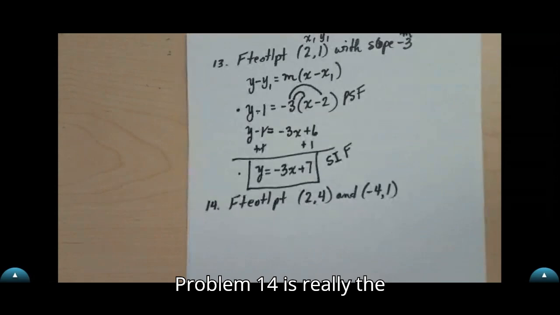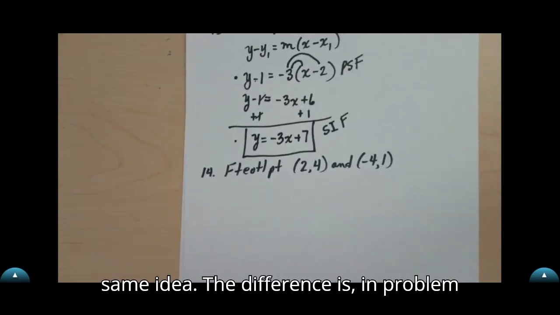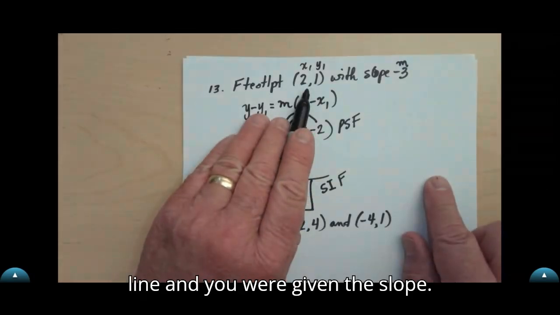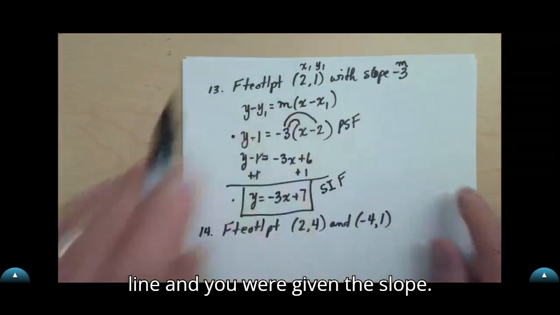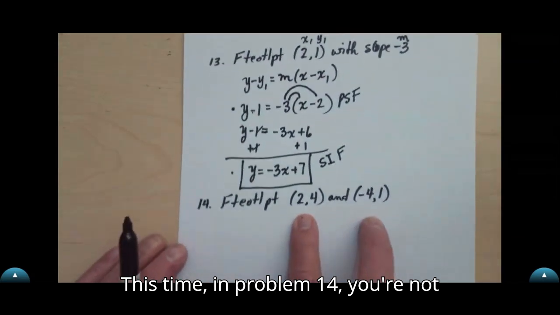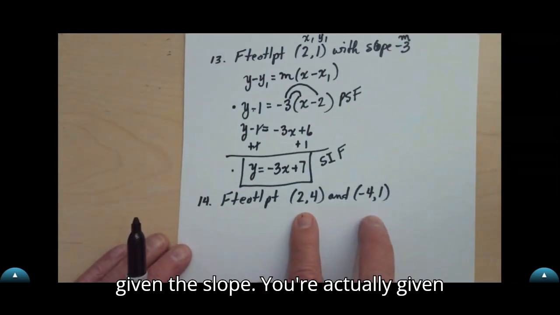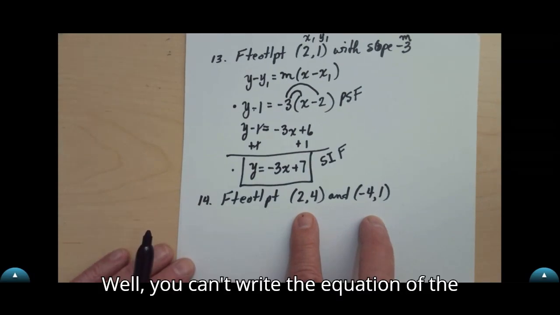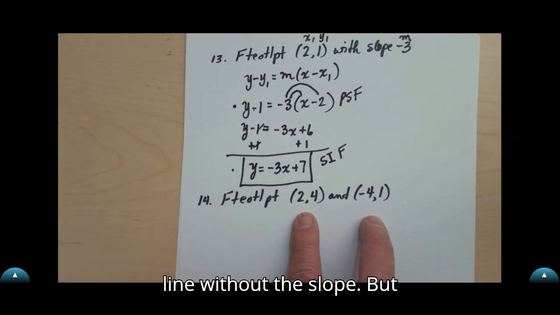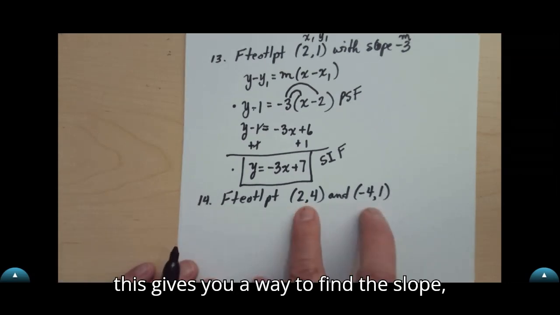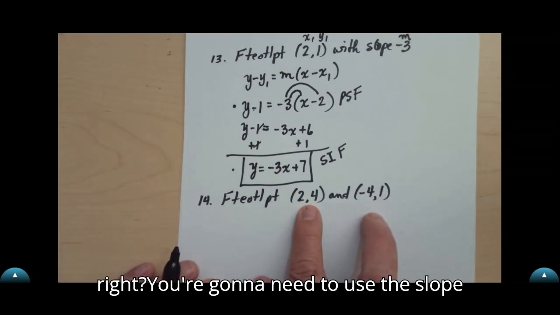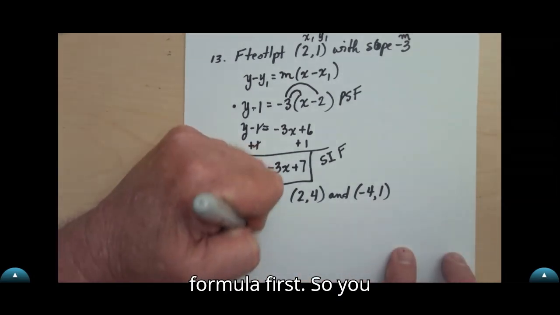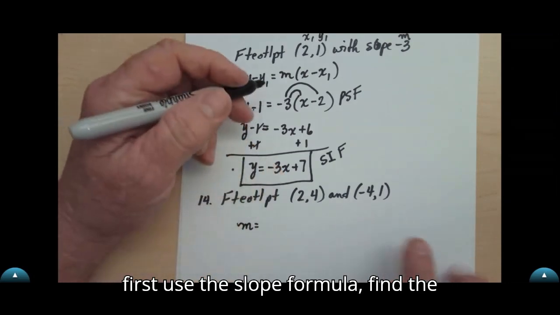Problem 14 is really the same idea. The difference is, in problem 13, you were given a point that's on the line and you were given the slope. This time, in problem 14, you're not given the slope. You're actually given 2 points that are on the line. Well, you can't write the equation of the line without the slope, but this gives you a way to find the slope, right? You're going to need to use the slope formula first.